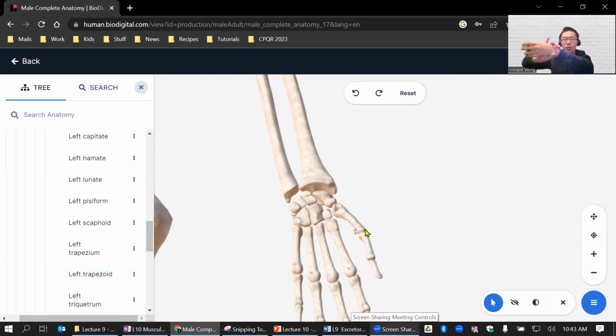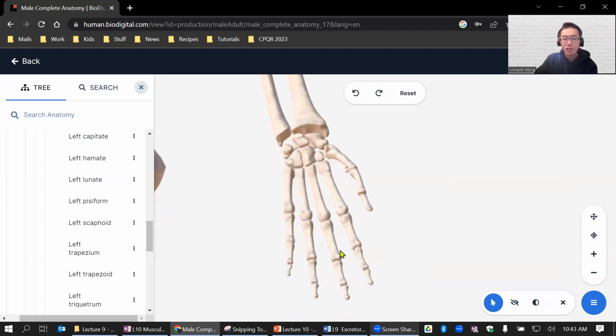So that's your wrist, right? You've heard of carpal tunnel syndrome, right? That's the same location, the wrist area. And then the back of the hand, like if you slap someone at the back of the hand, then you're slapping their metacarpals. And then you have your phalanges, which are your finger bones.